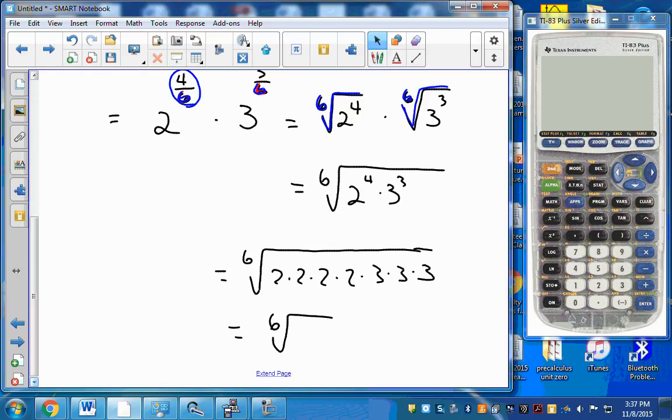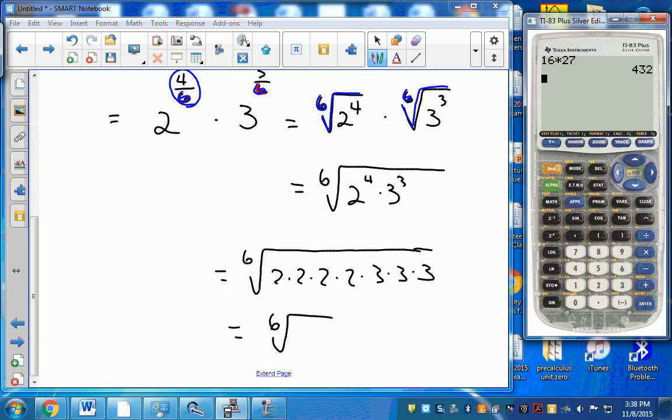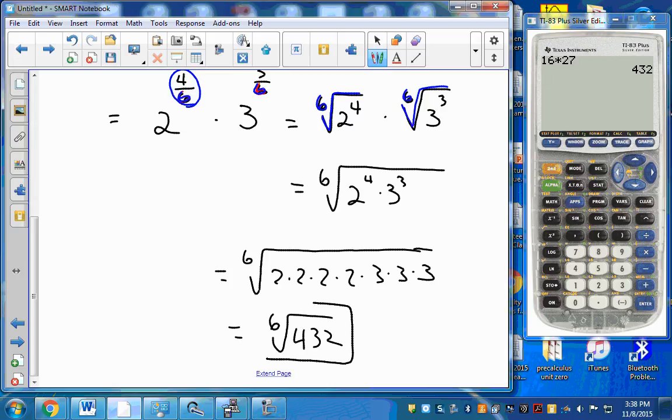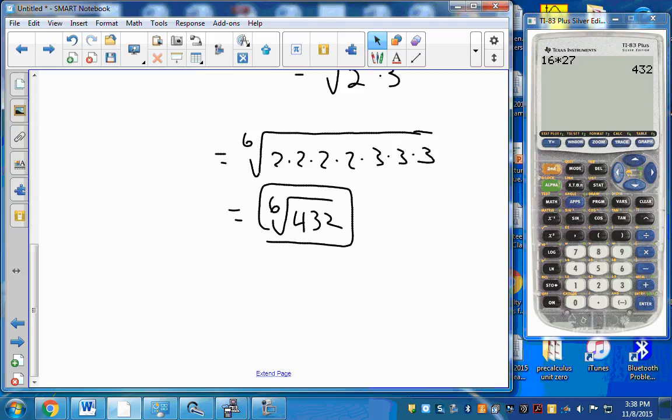I'll go to my calculator to figure out what that number is. We have 16 times 27. Right? So 432. 432. And that's as best you can do. Okay. Combined the radicals.